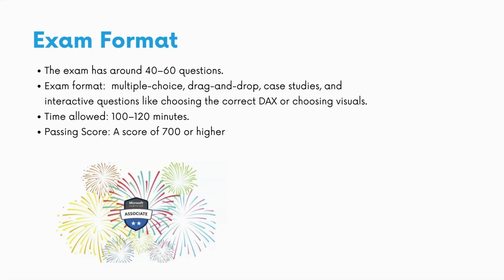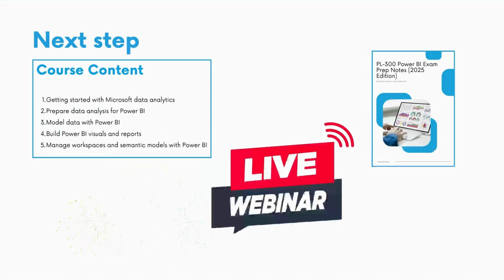The time allowed is between 100 to 120 minutes. This also includes the time taken when you're logging in and doing the check-in process and all of that. In terms of passing the exam, you need about 700 points or higher to pass. You can consider this as 70%, but just think of it as 700 points out of 1,000 in order for you to pass this exam.